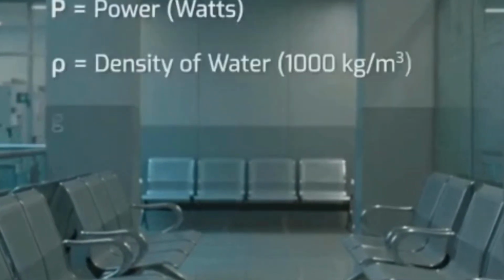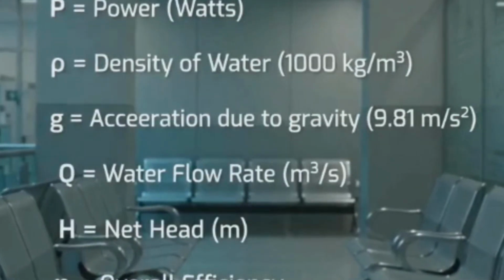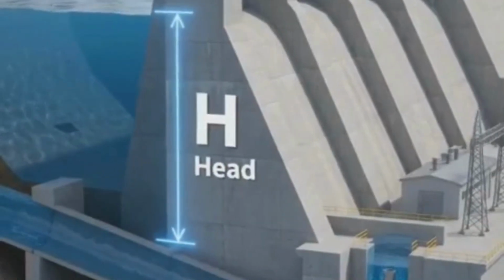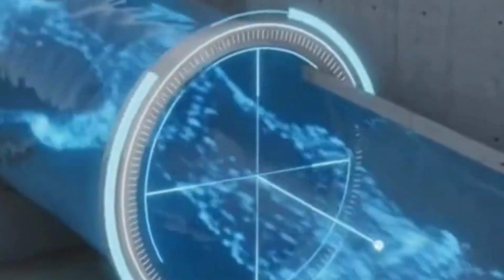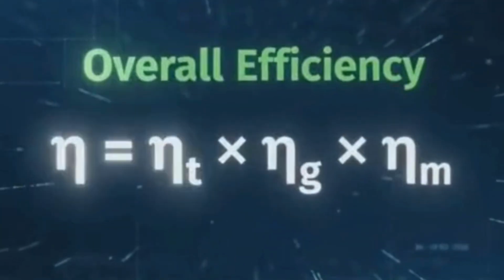This is the most important formula used in hydroelectric power calculations. Head is the vertical distance between the reservoir and the turbine. Flow rate is the volume of water flowing per second. Efficiency accounts for turbine, generator, and mechanical losses. Multiplied together, they give overall efficiency.